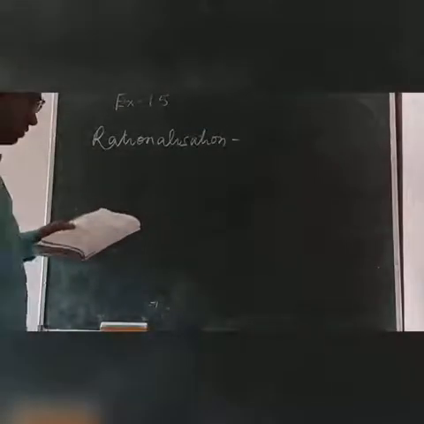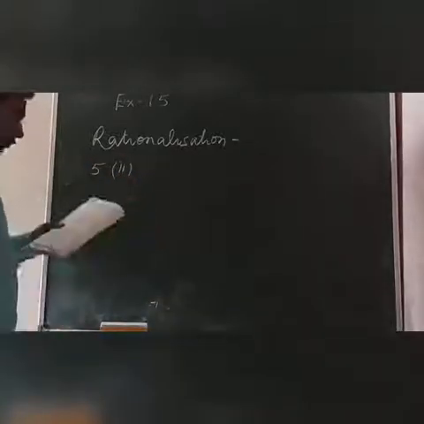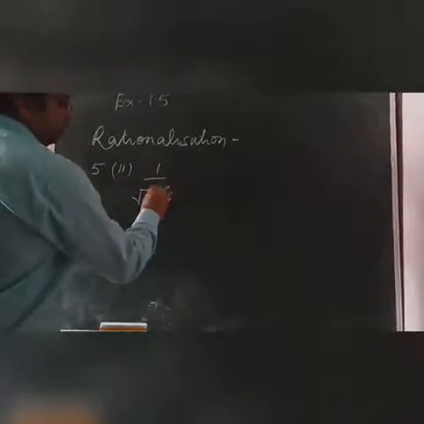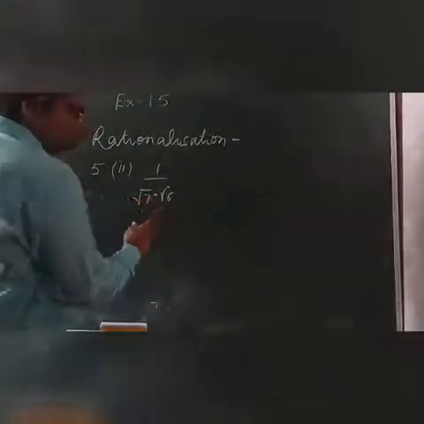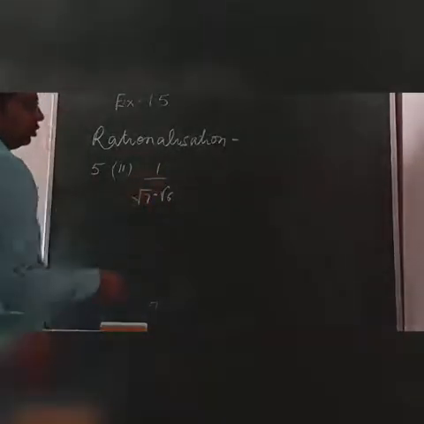Now suppose in your book some questions are given. Suppose question number 5, second part is given: 1 upon under root 7 minus under root 6. We want to rationalize. What is the meaning of rationalize? We want a rational number in the denominator. So how can we get it? We multiply here by under root 7 plus under root 6 upon under root 7 plus under root 6.